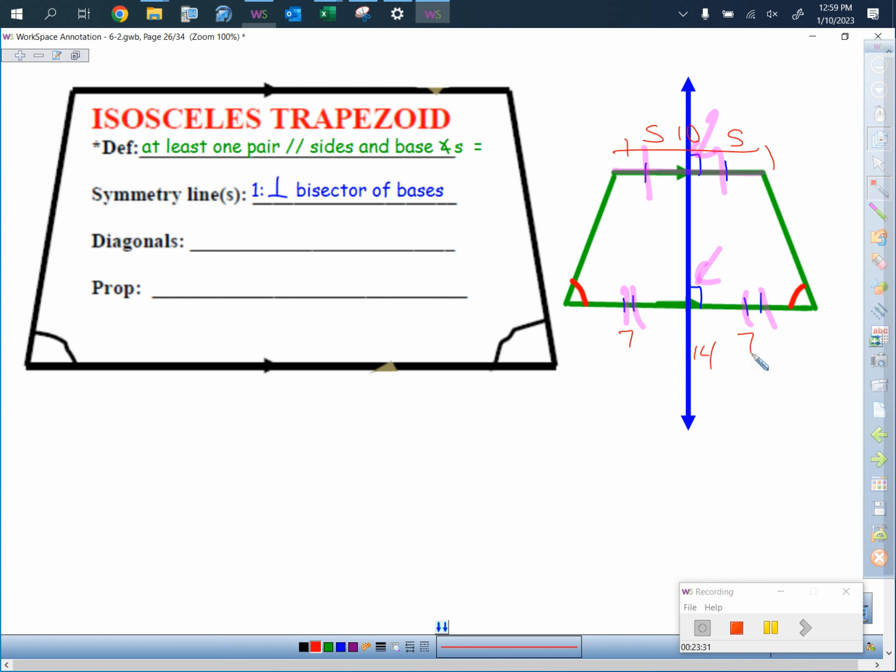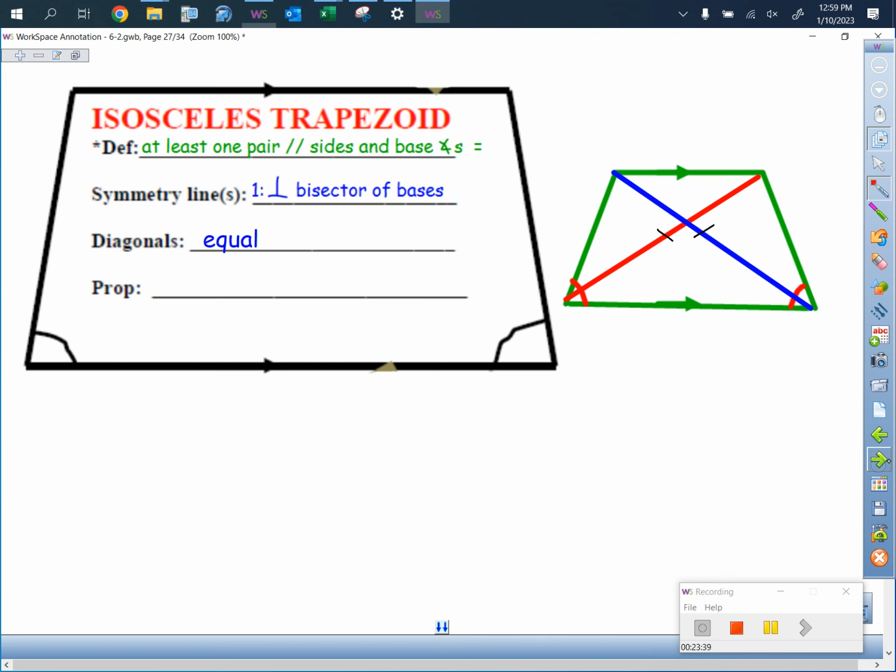There is something fancy about the diagonals. They are equal to each other. The diagonals of an isosceles trapezoid are equal to each other. So in my picture right there, that red one is the same length as the green one. I should say blue one. A little colorblind this morning.